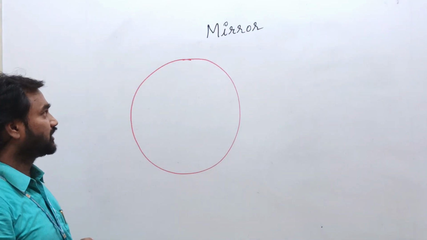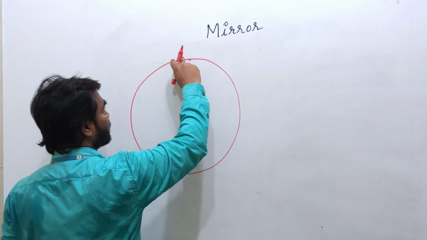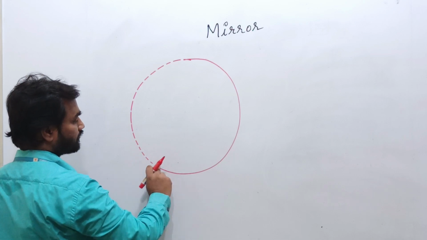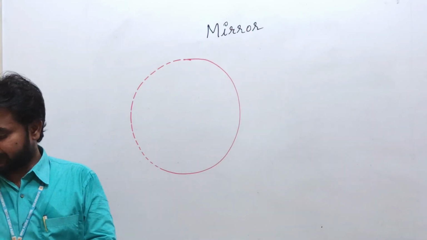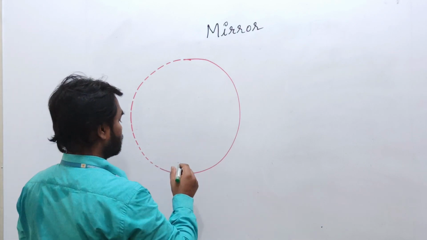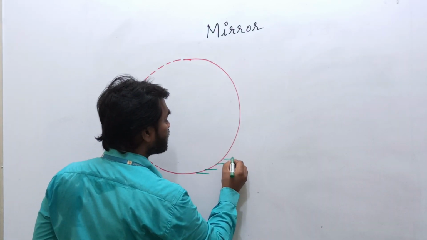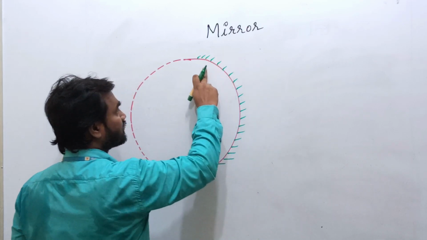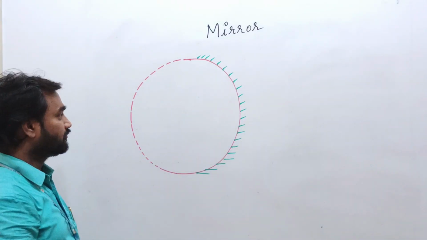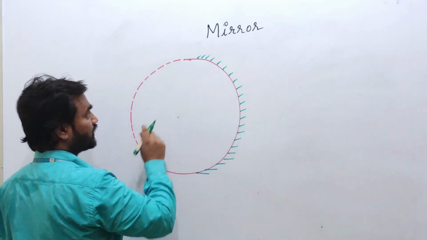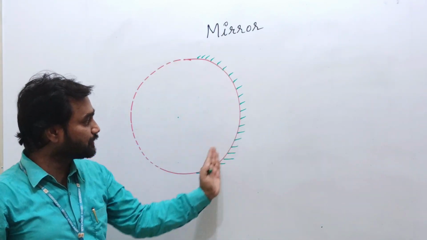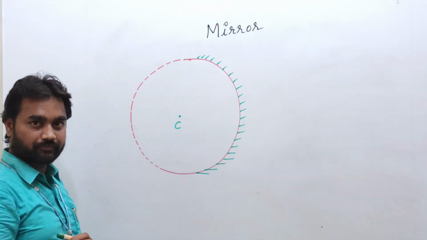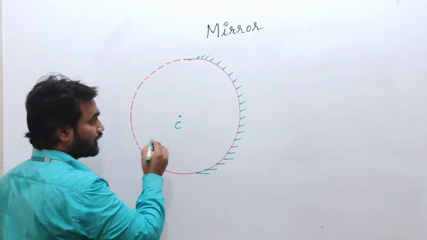If this is a spherical mirror, first let me take a concave mirror. So today we will deal with this concave mirror. Now, the outer surface is shaded, and the bending surface is the reflecting surface. If I take the center of this sphere, this is the spherical mirror. You have to concentrate on this part. The center of this spherical mirror is the center of curvature.